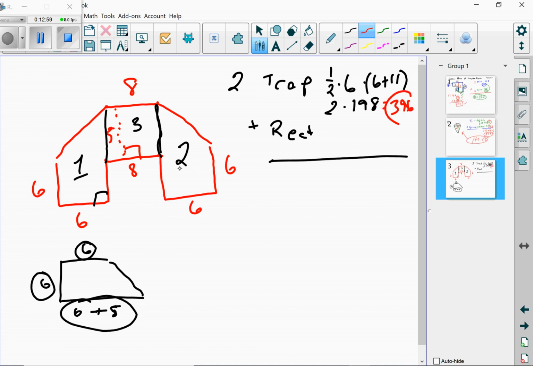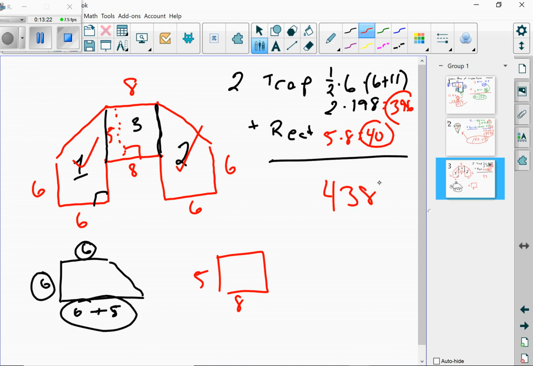That takes care of this shape and this shape. Now I've got to do the middle. It's an easy one. It's an 8 by 5 rectangle. It looks like this, 5 by 8. So 5 times 8 makes 40. So we just need to add 40. So that's going to give me 438 total for an area. Okay, all 3 shapes added together.